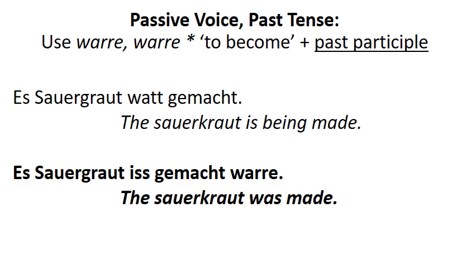Now, the easiest way of translating that would be like the sauerkraut was made, right? Es Sauerkraut ist gemacht worda. The sauerkraut was made. You could also translate that even as things like the sauerkraut was being made and things like that. But the easiest way of translating that is the sauerkraut was made. But what have we done? We've kept the gemacht, and now we've turned the wara into the past tense by having the is woara, right? That would be the past tense of wara, woara, is woara. Past participle is woara. Helping verb is is. Es Sauerkraut ist gemacht worda.